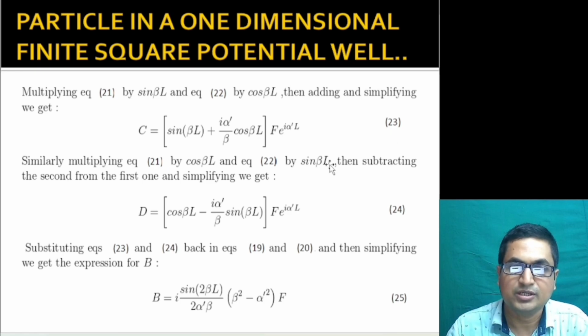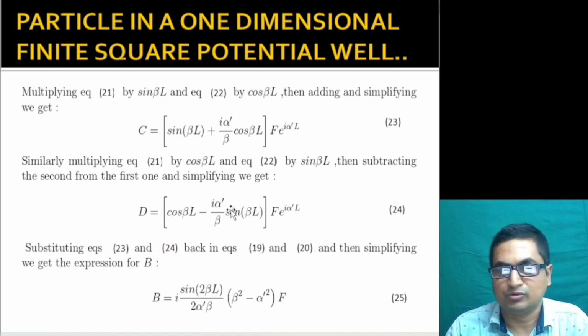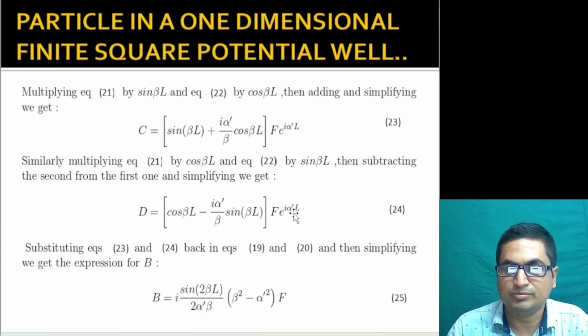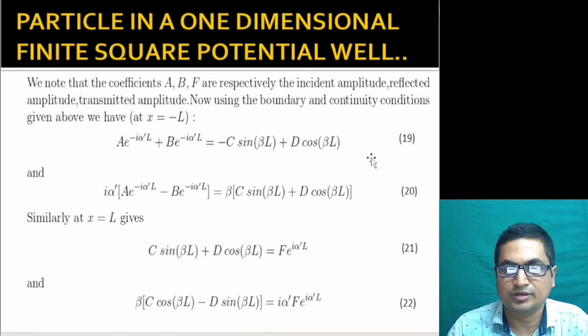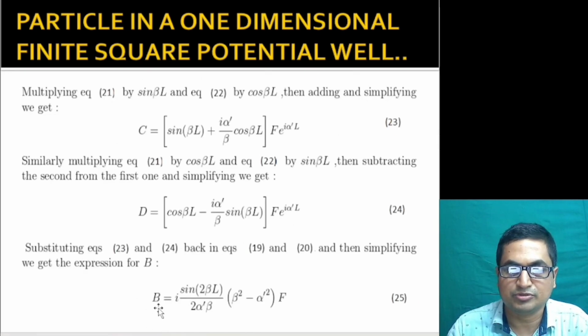Like this, given by equation 23. And similarly, multiplying 21 by cos beta L, and then equation 22 by sin beta L, and subtracting the second from the first one, we get D equal to this one: cos beta L minus i alpha dash by beta sin beta L, whole square bracket, and F e to the power i alpha dash L, 24. So C and D are thus determined. Now substituting 23 and 24 back in equations 19 and 20, we get the expression for B in terms of F with these coefficients given by equation 25. So it's just some simplifications.